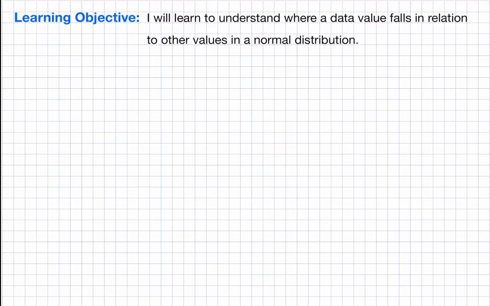Okay, class, in this lesson, you're going to learn to understand where a data value falls in relation to other values in a normal distribution. Okay, so let's go ahead and get started.